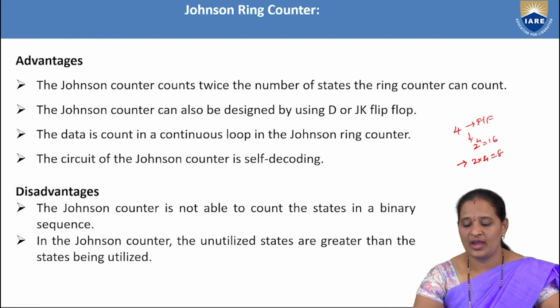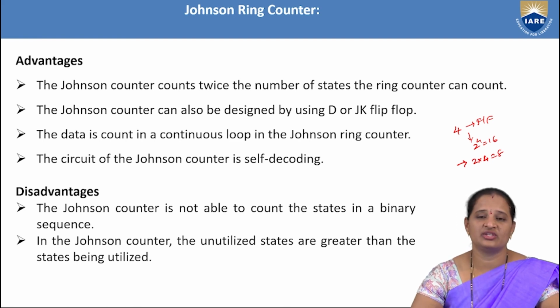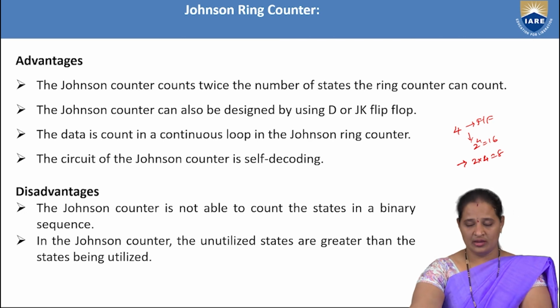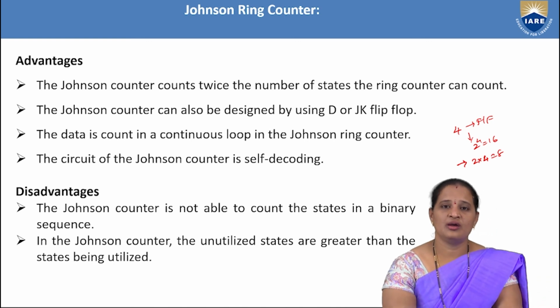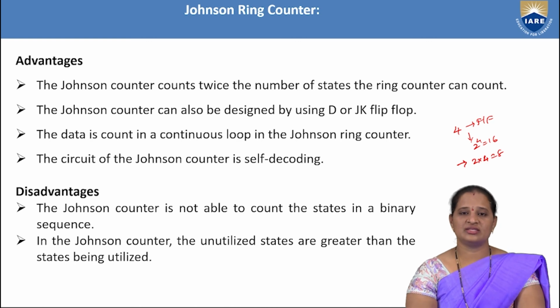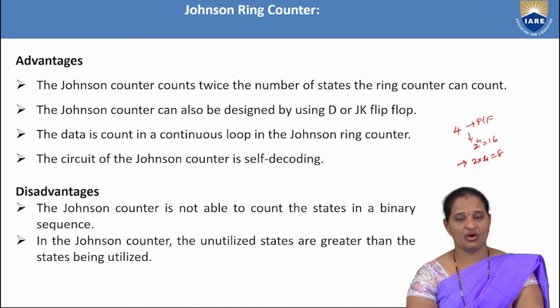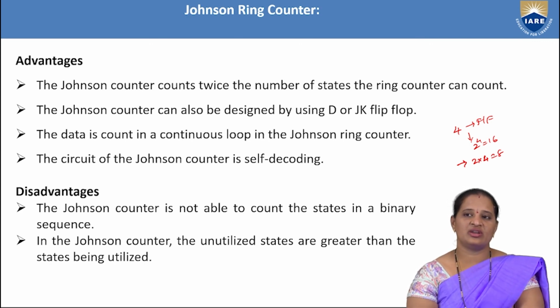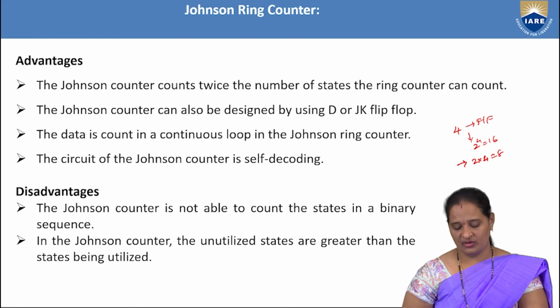So I hope it is clear to everyone. In this lecture, we have discussed the major applications of shift registers. That means the serial in, serial out register can be used as a counter, and the 2 types of counters that can be designed using a shift register operating in serial in, serial out mode are the ring counter and the twisted ring counter. We have seen the operation of the ring and twisted ring counters and their advantages and disadvantages. I hope it is clear to everyone.